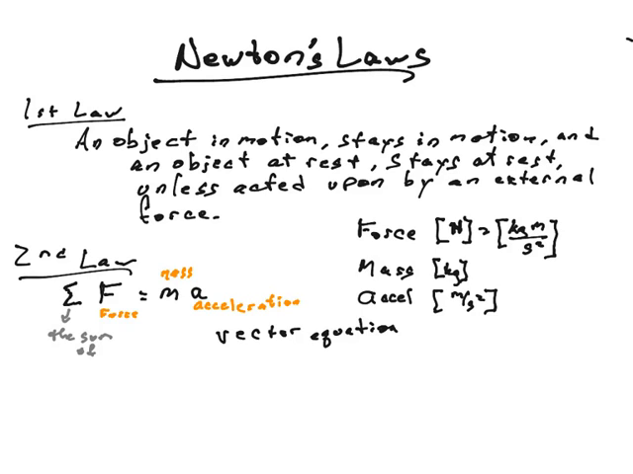So if you have an object that has a whole bunch of forces acting on it, some are pushing up and down, some are pushing left and right, then really what you have to do is set up an F equals ma equation for all the left and right forces, and that'll give you a left and right acceleration. And then also set up a F equals ma equation for all the up and down forces, and that'll tell you about the up and down acceleration. Okay. So F equals ma really stands for multiple equations. One in x and one in y. All right, that's the second law.